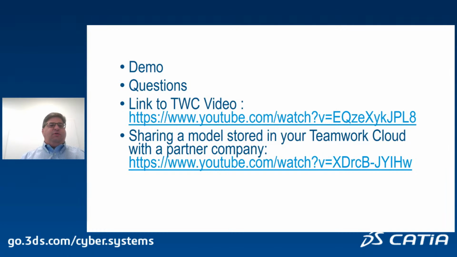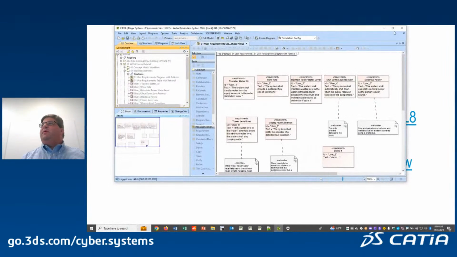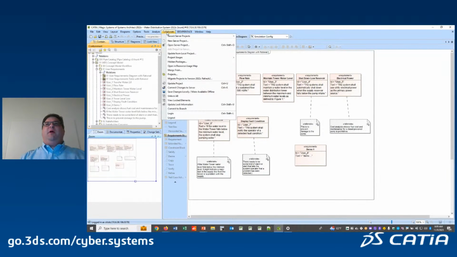So I've already launched Cameo Magic Systems Architect, and I've logged into Teamwork Cloud and already opened a model, but I want to show you the steps. So your users, when they're working within the modeling tool, and I think I need to move that up. There we go. Sorry about that. So when you're working within the modeling tool, the first step is to log in. From the modeling tool, and it doesn't matter which modeling tool you're using of ours, it's always under the Collaborate menu. So underneath Collaborate, you're going to click Login.